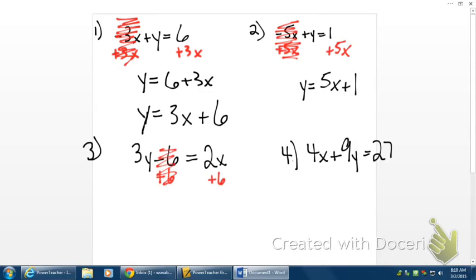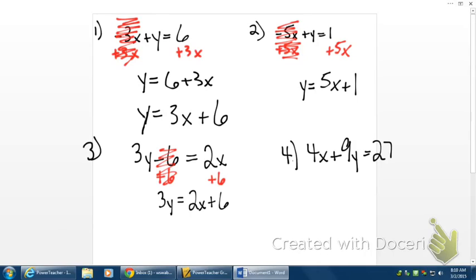Now, what am I going to have left? Well, on the left side, I'm going to have 3y. That just comes down. I have a 2x plus 6. So 2x plus 6. What's the last thing I'm going to do here?